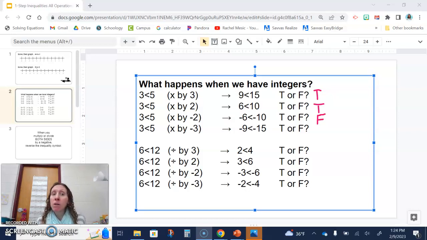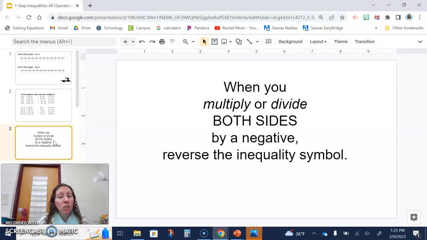Okay, so whenever we multiply both sides by a negative, this is no longer true. So to make it true, we would actually have to flip that inequality and have it face the other way. So it would have to face this way. Same thing for when you divide. You can pause this and look at this if you want to, but if you were to divide both sides by a negative number, it's not going to be true, so you have to reverse that inequality symbol. Okay, so this only happens when you multiply or divide both sides by a negative.